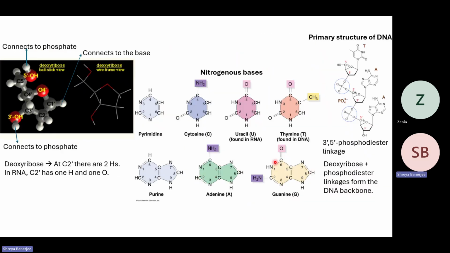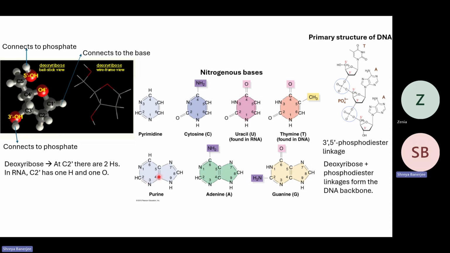If you look at the structures of the nitrogenous bases, there are 2 main structures. One is a fused 5-membered and 6-membered ring, which is called a purine, and adenine and guanine fall within this class of nitrogenous base. And another is a 6-membered ring, and within this class, you have cytosine and thymine, or uracil if it is RNA.